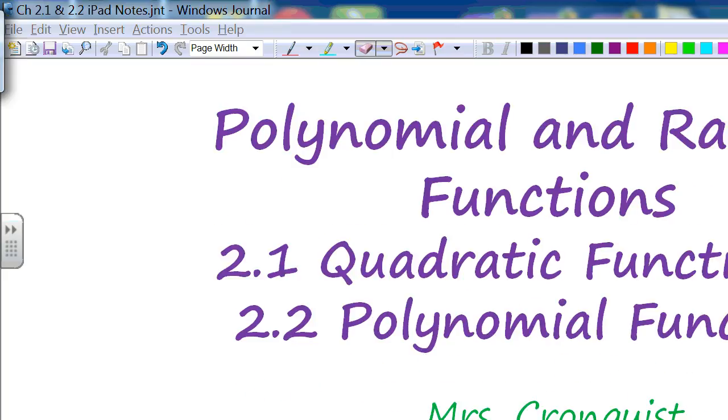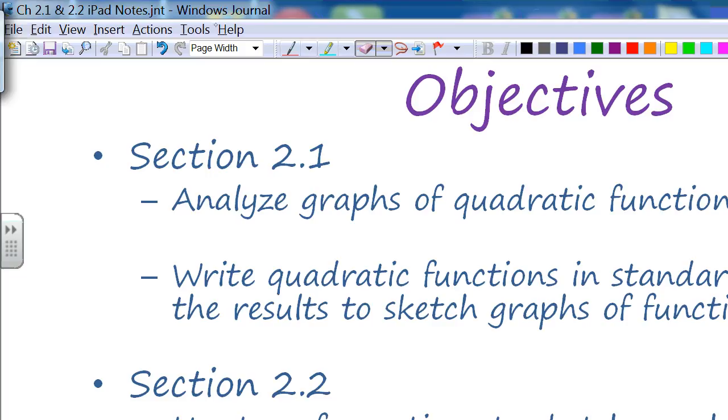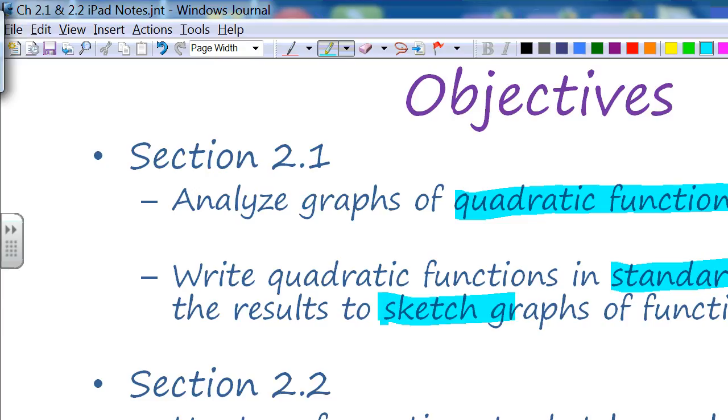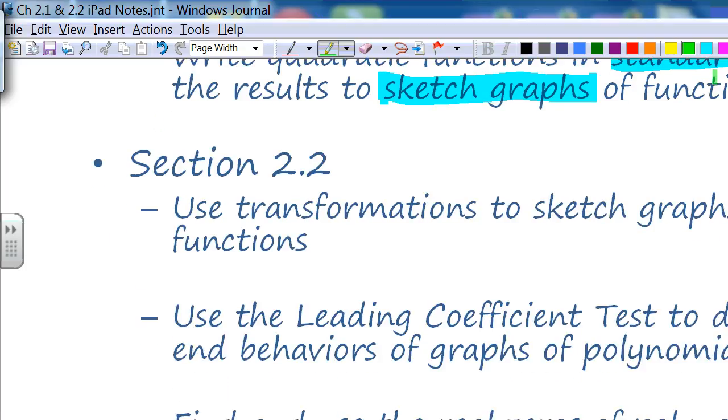Today we're covering polynomials and rational functions, including quadratics, in sections 2.1 and 2.2. Our objectives today are to analyze the graphs of quadratic functions. We're going to write them in standard form and then use those to sketch graphs. That's what we're doing from section 1 of chapter 2. From section 2, we're going to use transformations to sketch graphs.